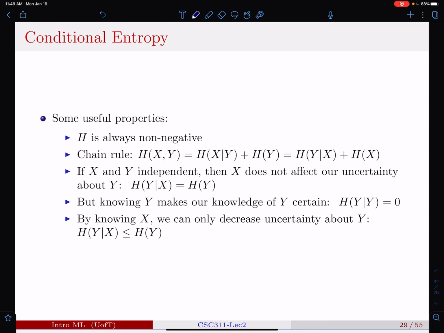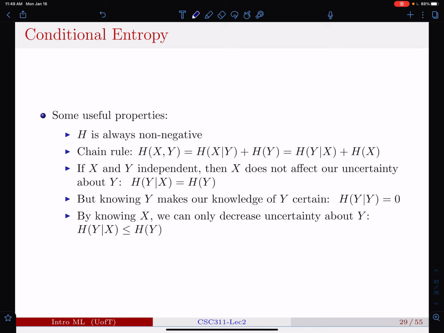So essentially, one property that we get from this sequence of equations is that entropy only decreases when you're given knowledge of a new variable. So the entropy of y given x is always going to be less than or equal to the entropy of y itself.